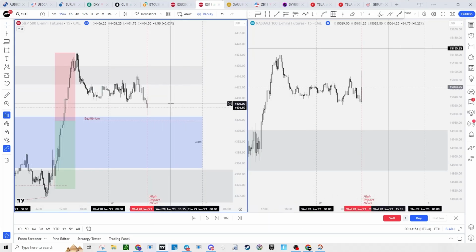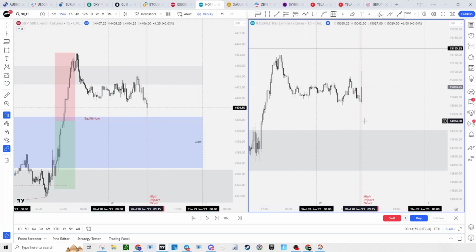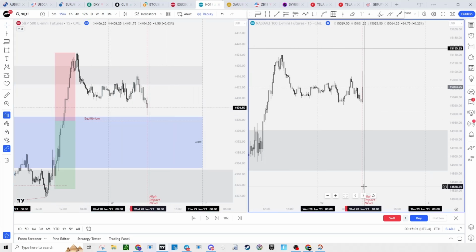Okay, so we're on our 15-minute chart. ES is on the left, NASDAQ is on the right, and I marked off the time on a vertical line when we have high impact news, which was at 9:30 equities open.